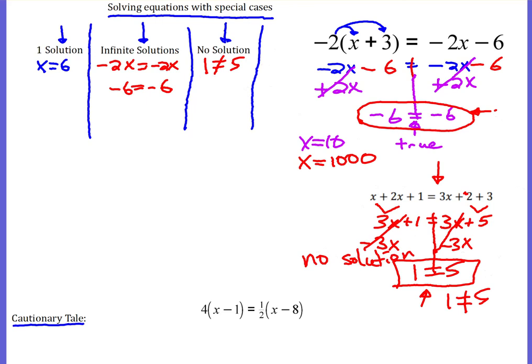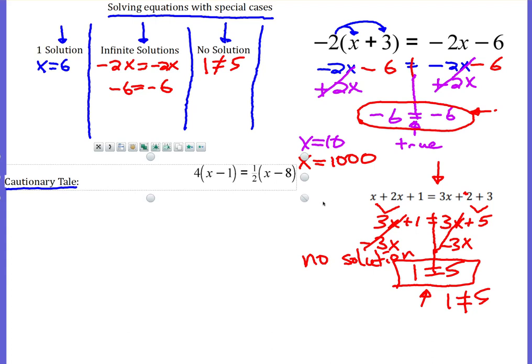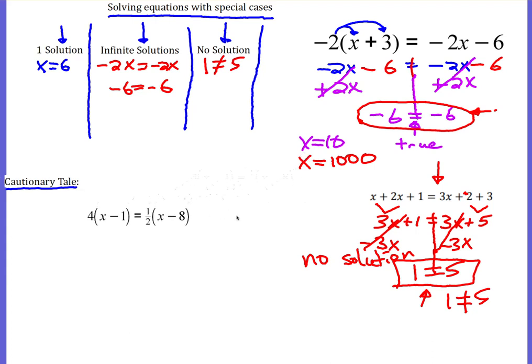All right, the next example I'm going to go over is kind of a cautionary tale. It's very easy to get a problem like the one I have here and assume that it has no solution. But as we're going to see, it will. So I'm just going to solve this as normal. I've got some distributive property, so I'm going to distribute that out first on both sides. On the left-hand side, I get 4 times x, which is 4x. 4 times negative 1 gives me negative 4. And I'll do that on the right-hand side as well.